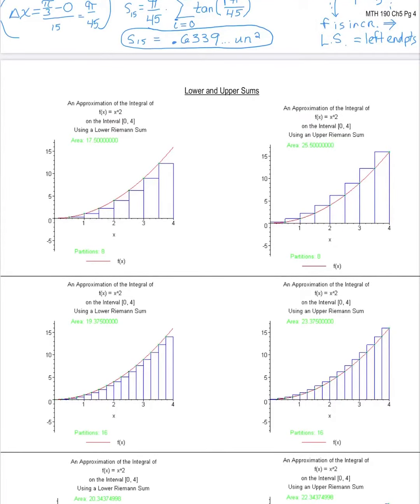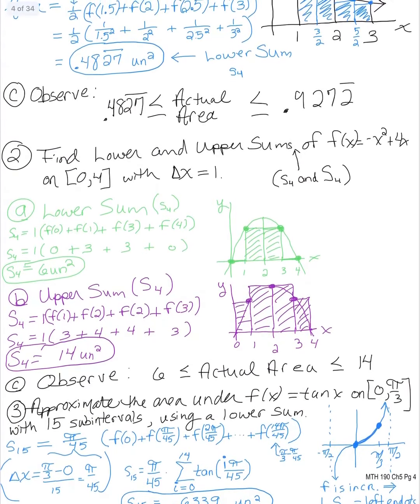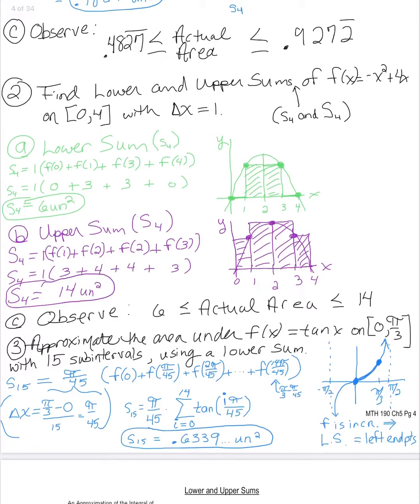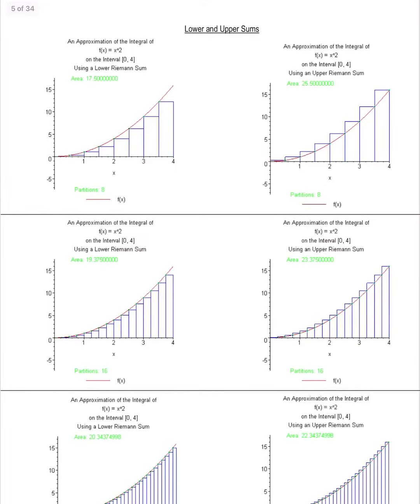As we continue in 5.1, what we did last time is we looked at how if we take a finite number of rectangles, we can get an approximation for the area under the curve. And so as we continue that conversation, what I want us to look at is, suppose that we have the function f of x equals x squared on the interval from 0 to 4.